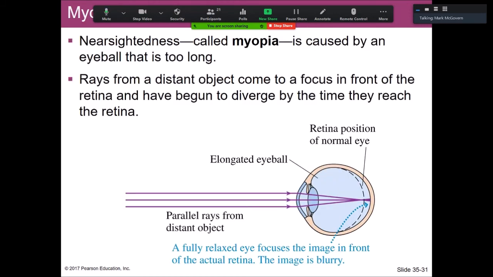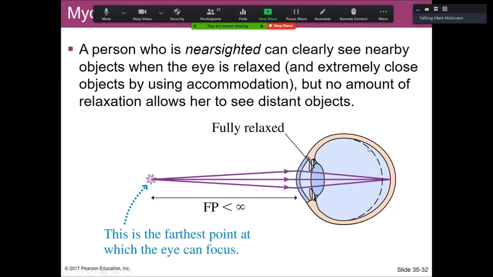Oh, I'm so excited. All right, myopia is caused by an eyeball that's too long, meaning that the image comes to a focus before it hits the back of the retina. You have the opposite problem. You can see things up close just fine, but things that are at a distance are different. Your far point is not at infinity now, so you can't see things that are very distant.